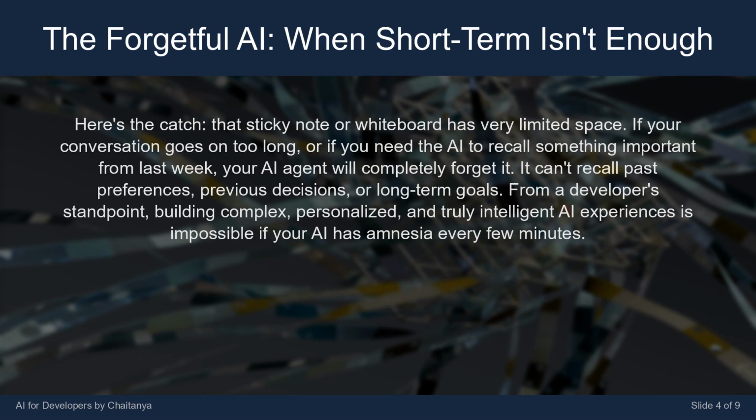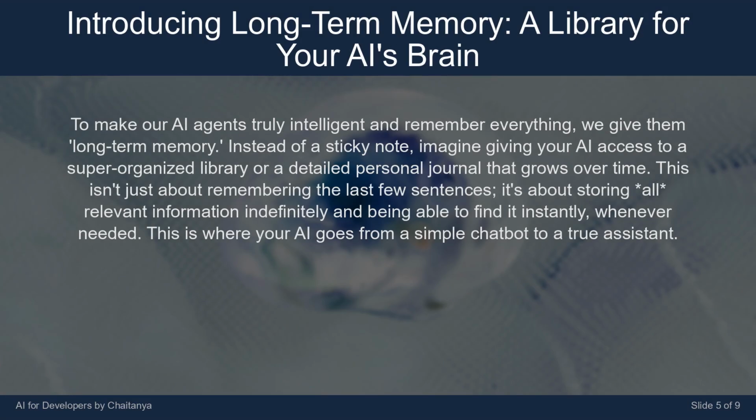To make our AI agents truly intelligent and remember everything, we give them long-term memory. Instead of a sticky note, imagine giving your AI access to a super organized library or a detailed personal journal that grows over time. This isn't just about remembering the last few sentences. It's about storing all relevant information indefinitely and being able to find it instantly, whenever needed. This is where your AI goes from a simple chatbot to a true assistant.